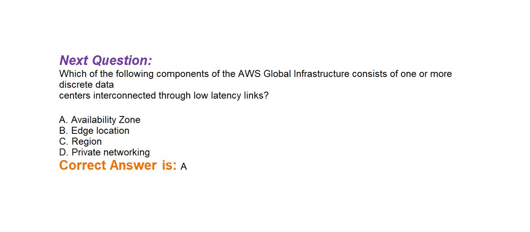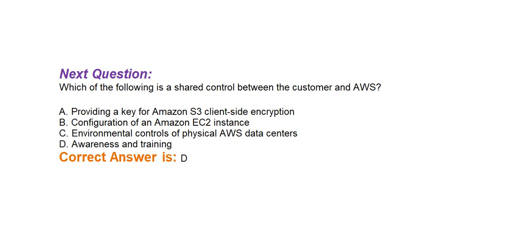Next question is, which of the following components of the AWS global infrastructure consist of one or more discrete data centers interconnected through low latency links? Option A. Availability zone. Option B. Edge location. Option C. Region. Option D. Private networking. Correct answer is option A. Availability zone.